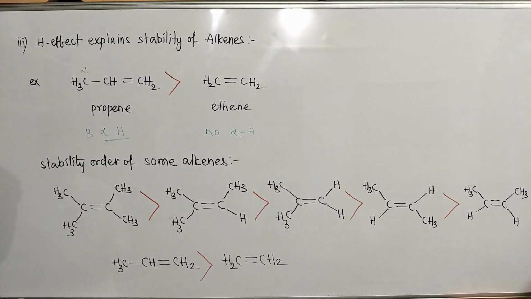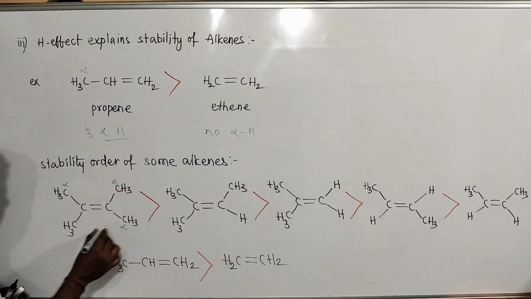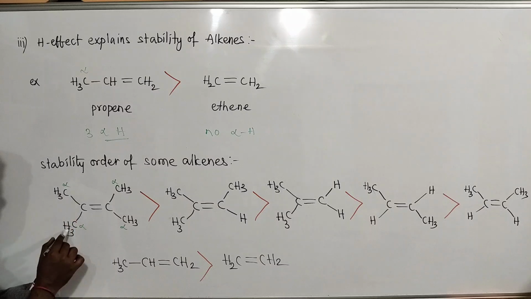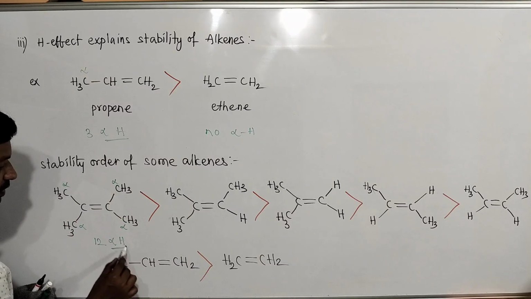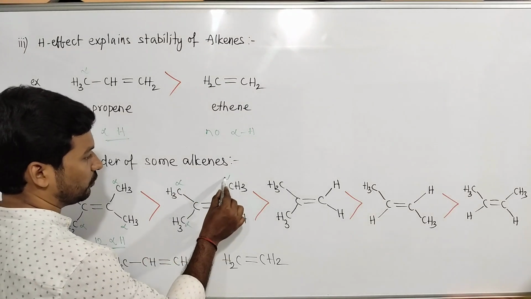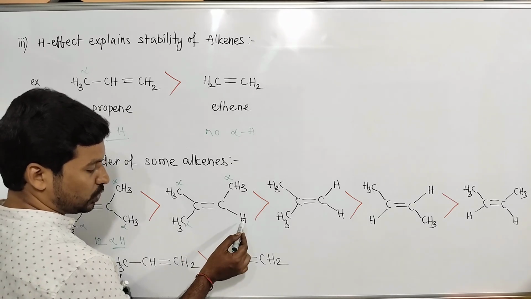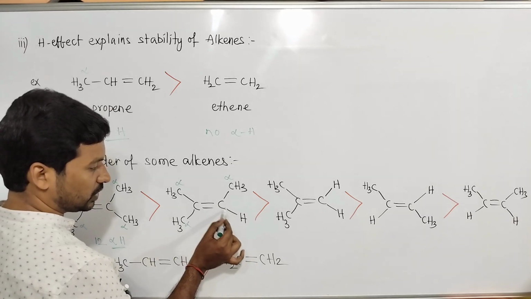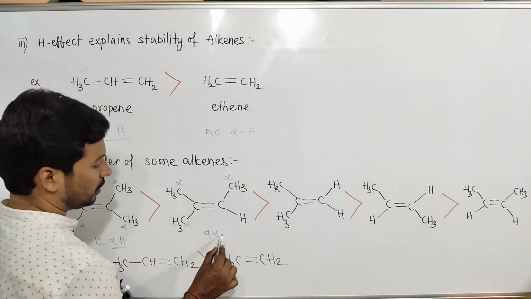Okay, the reason: here, how many alpha hydrogens? Alpha carbon, alpha carbon, alpha carbon, alpha carbon. The carbons next to the double bonded carbons are alpha carbons: 3, 3, 3, 3, so 12 alpha hydrogens. Here alpha carbon, alpha carbon, alpha carbon, only 3 alpha carbons. This is not alpha hydrogen. A hydrogen atom attached to an alpha carbon is alpha hydrogen. This is attached to a double bonded carbon, not an alpha carbon. So in total, 9 alpha hydrogens.